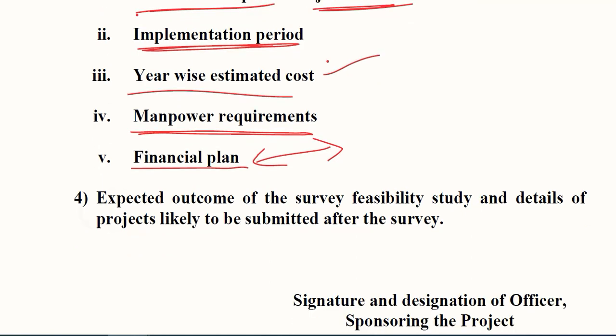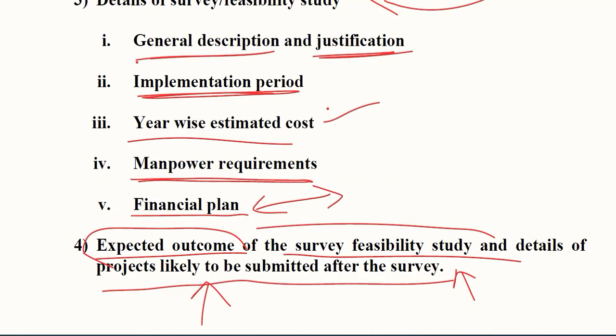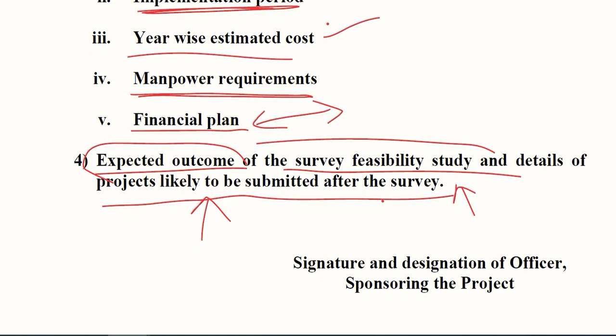And finally, the expected outcome of the survey feasibility study, the details of the project likely to be submitted after the survey. So what we expect from the project, what will be the benefits or the outcome of the project, survey feasibility study, and once this outcome is there, what will be the overall details of the benefits that we can get from the project. So here we should be able to decide if we should go for the documentation of this project in detail, that is PC1. So this can be helpful in going towards PC1.